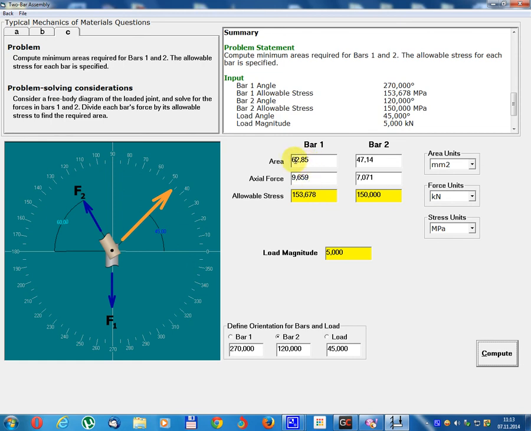Area for bar 1 is 62.85 and for bar 2 is 47.14 millimeters squared. Axial force for bar 1 is 9.659 and bar 2 is 7071. Tensile allowable stress for bar 1 is 153.678 and bar 2 is 150 megapascal.